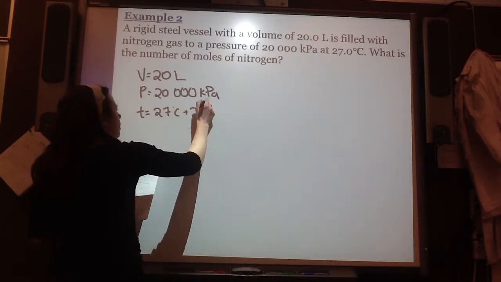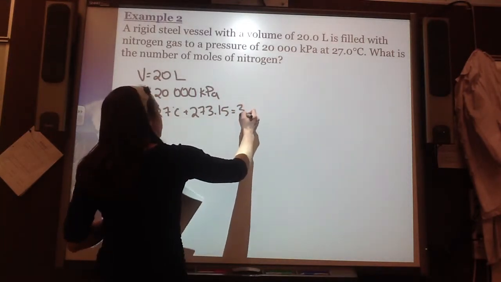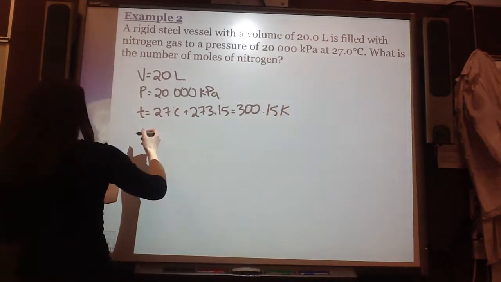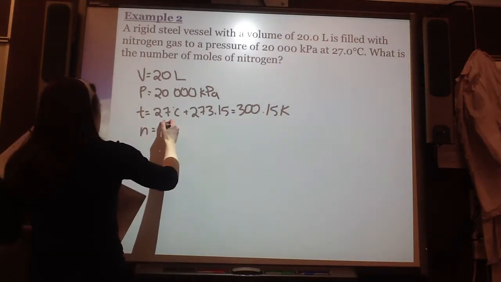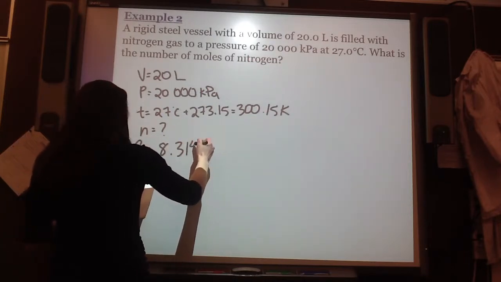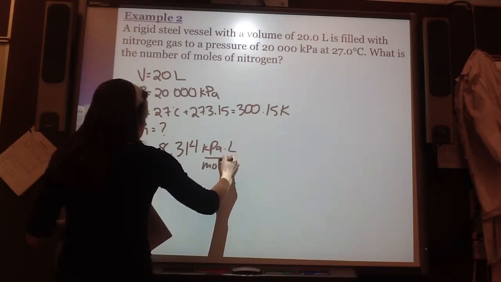We add 273.15 to get 300.15 Kelvin. And we are looking for n. Oh, and of course we know our R is 8.314 kPa times liters over moles times Kelvin.